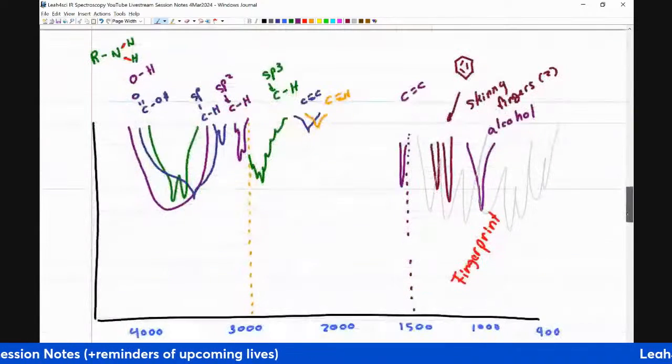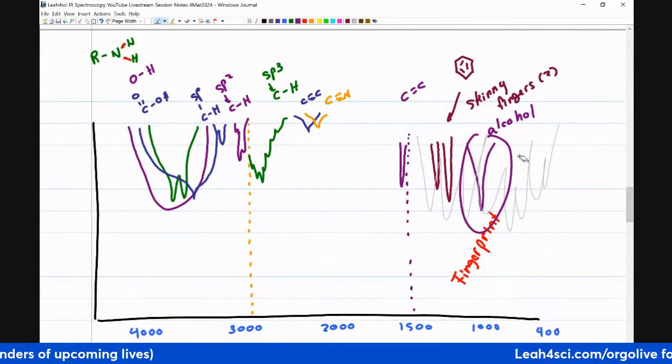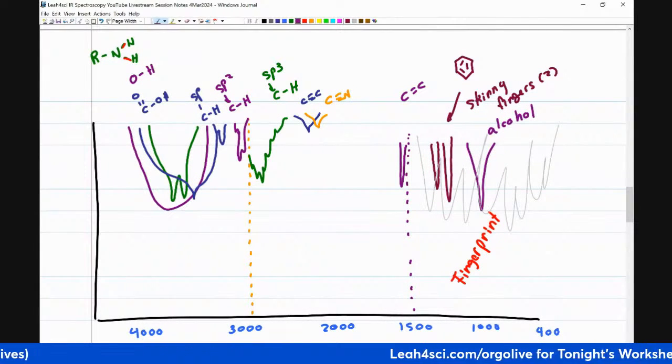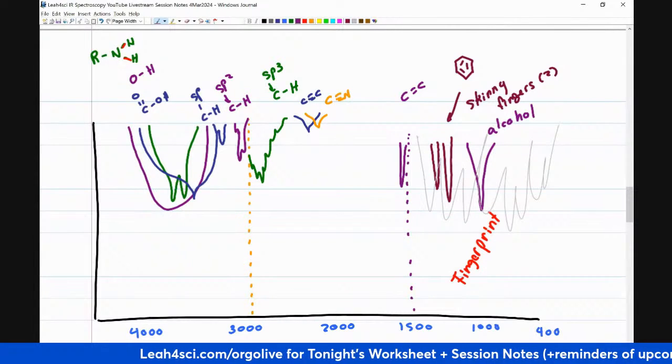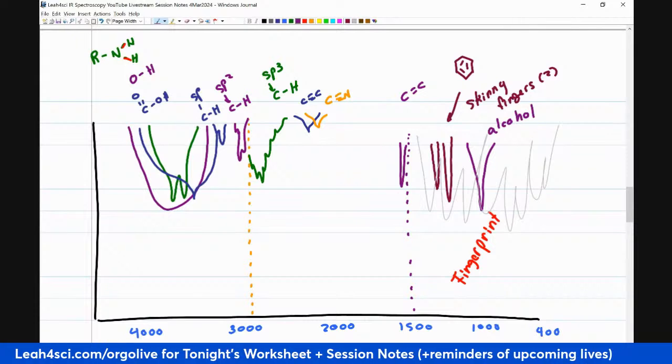Now, while you're typing that in, the carbon to nitrogen is also going to show up around here, but it's not one that you want to go looking in the fingerprint region for because it's not as obvious and not as easy to recognize.